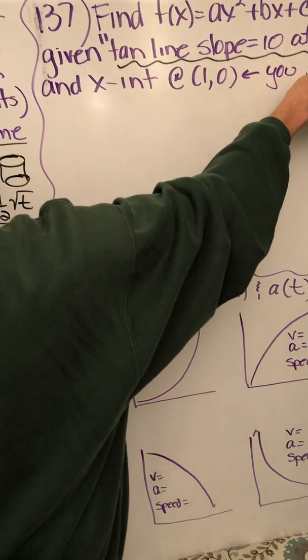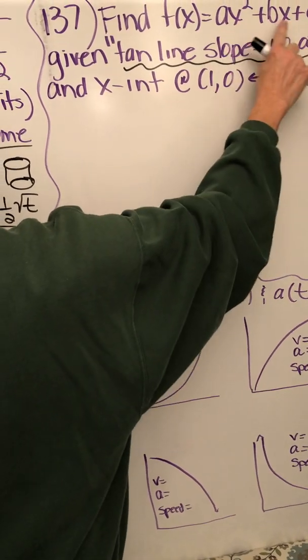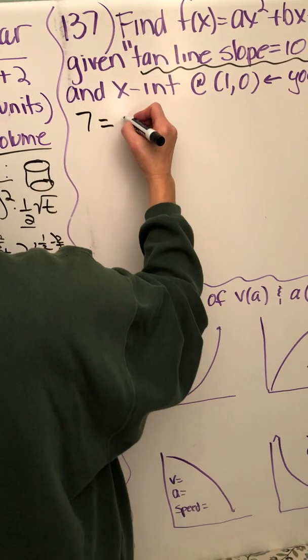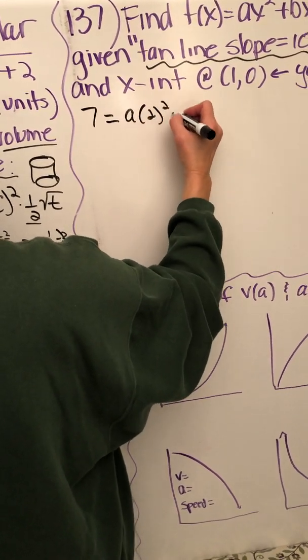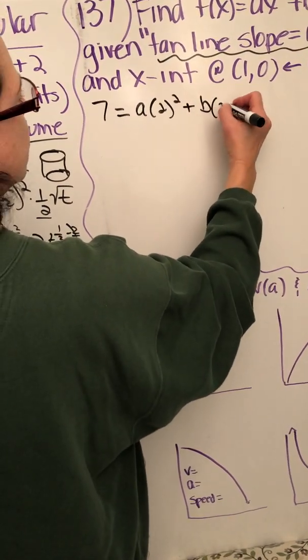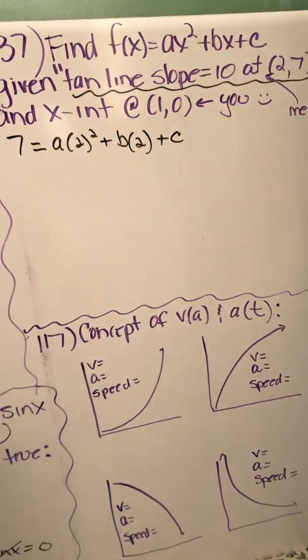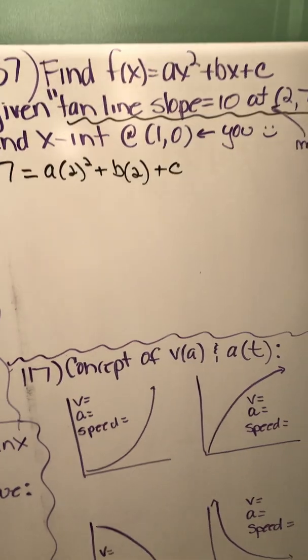I have my x is 2 and my y is 7. X is 2, y is 7. So I simply fill that out. Wherever I see an x, I'm putting in 2. I put that the function is 7. There we go. There's one equation that we can use.